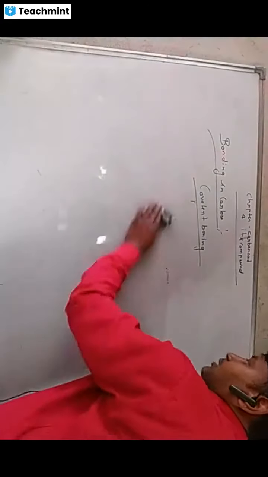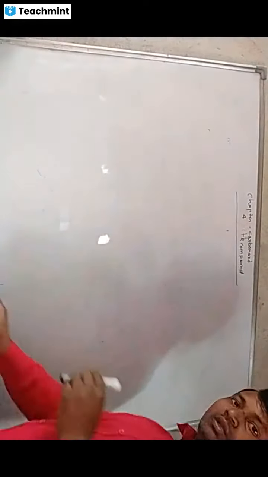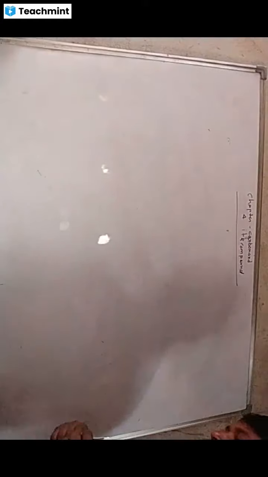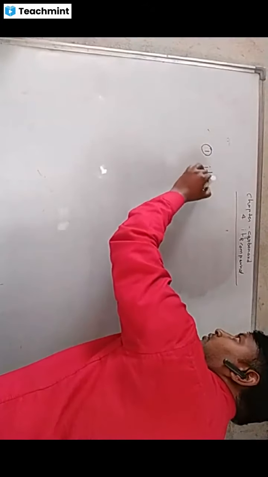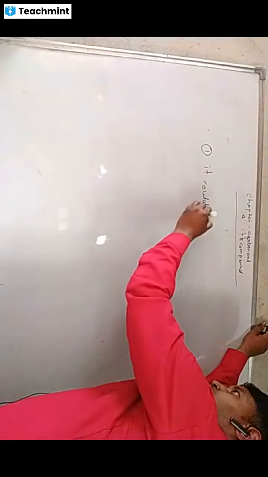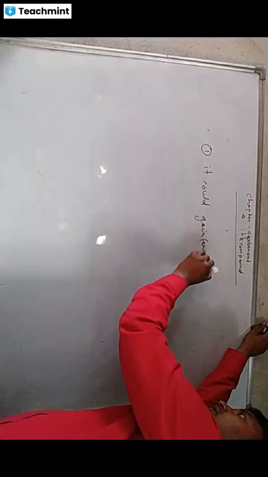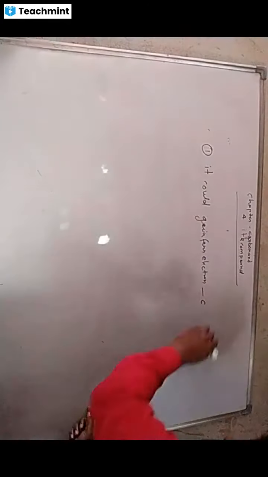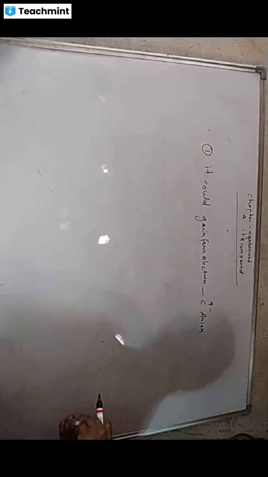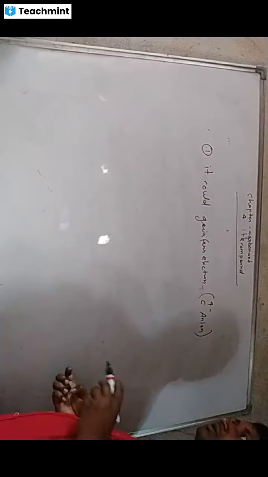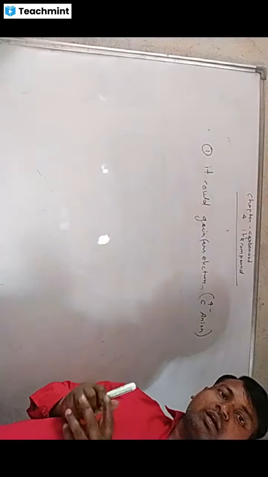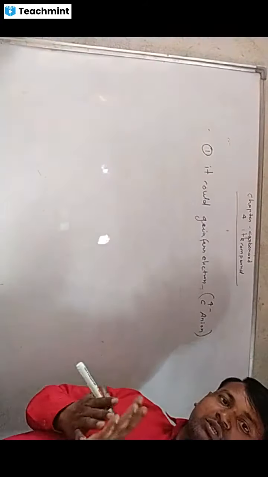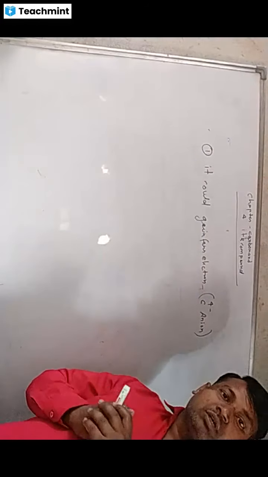So the first point: it could gain 4 electrons. Then carbon would be C 4 negative, C4-. The valency of carbon is 4. If carbon gains 4 electrons, a 4 negative charge will be applied on the carbon. The number of electrons gained is the number of negative charges on the carbon.